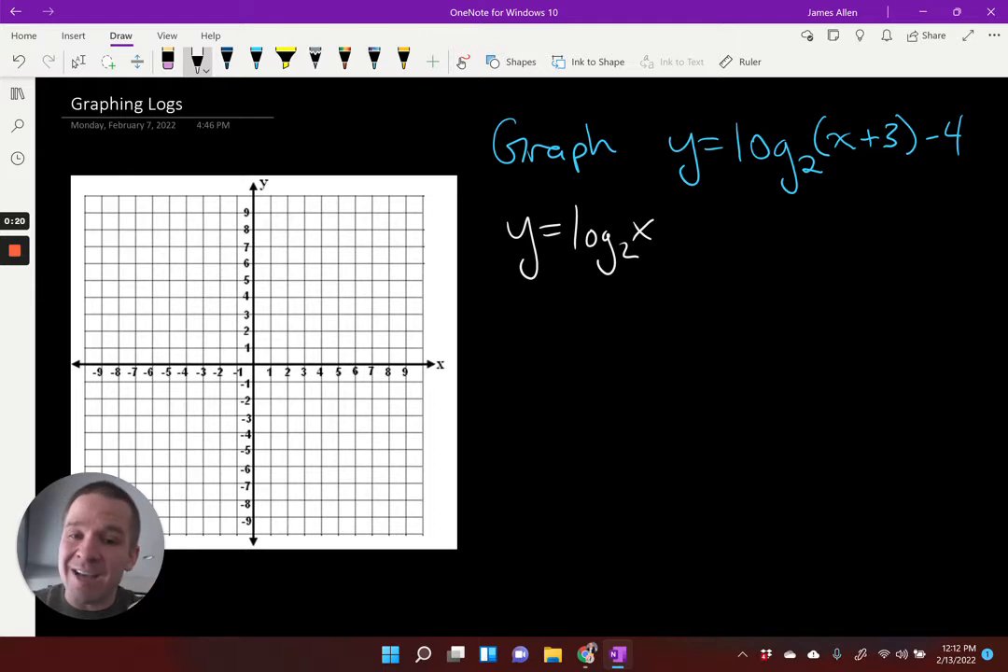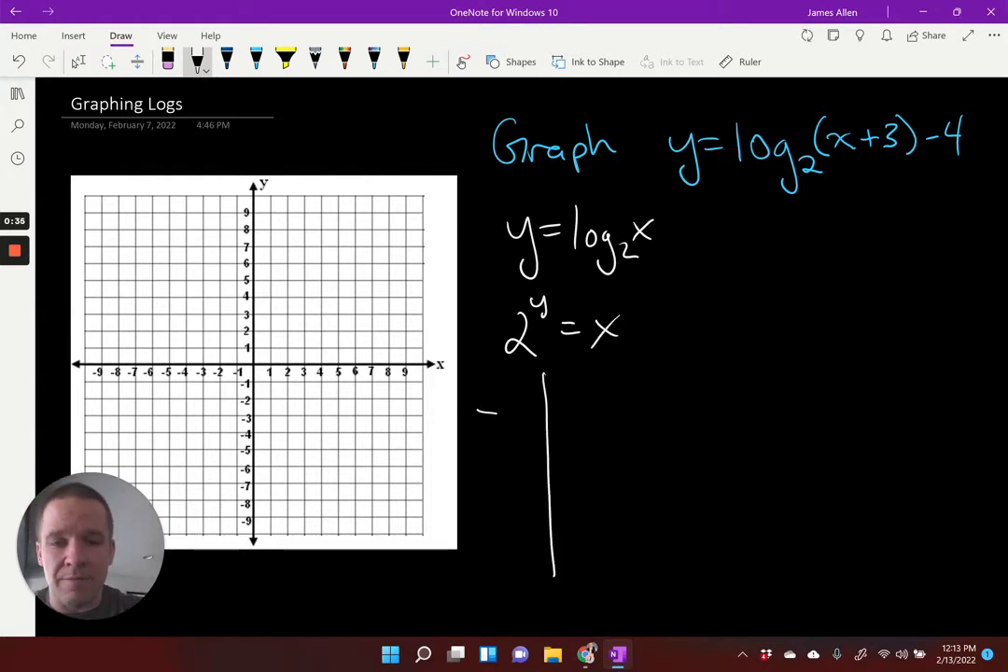Now, what I do next is, because it can be a little less intuitive to evaluate logs and pick proper numbers for x, I like to rewrite the exponential form of this, which would be 2 to the y equals x. And now I'm going to make a t-chart based off of that, because it's easier for me to pick exponents and evaluate than it is to pick the argument of a log and then evaluate. So for exponents, I'm going to be picking my y values here.